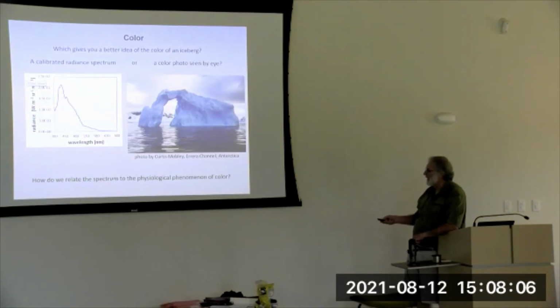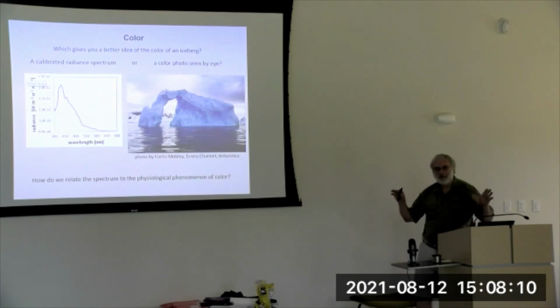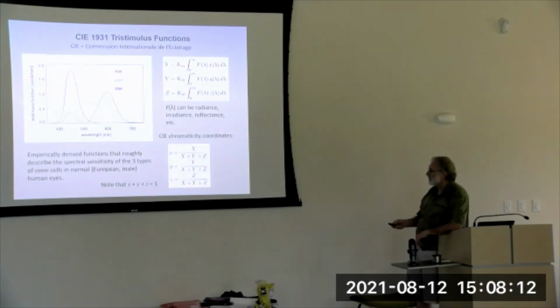So how do we relate this spectrum to this physical phenomenon that we call color? Well, we go back, there are now three what are called tri-stimulus functions. One of them, Y here, is that photopic function that we were just looking at, and it peaks in the green. Then there's one that peaks in the blue, and there's another kind of funky one that peaks in the red.